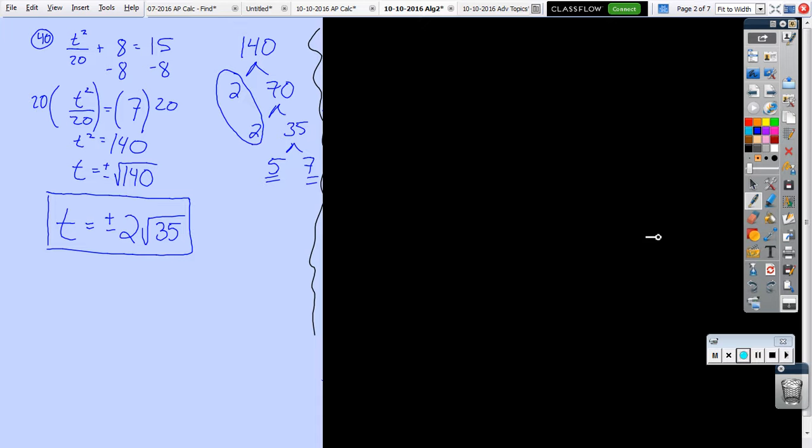So circle the pair of 2's, so a 2 comes out to the front, because you can think of it like, okay, well the square root of 4, that's why it works the way it does. Okay, 2 in the front, and then what's left over, 35. So the most simplified way to write the solutions for this equation is plus or minus 2 root 35, or square root 35.